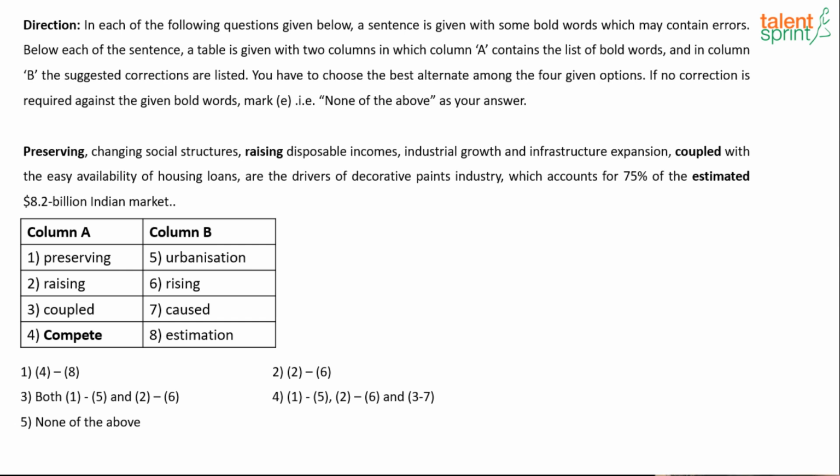Okay, let's look at the first one. Preserving changing social structure. Now, changing social structure, raising disposable income, industrial growth, infrastructure expansion, all this has nothing to do with preserving. So the word preserving is not related to this. All this is related to urbanization. All right. So 1 definitely has to change to 5.